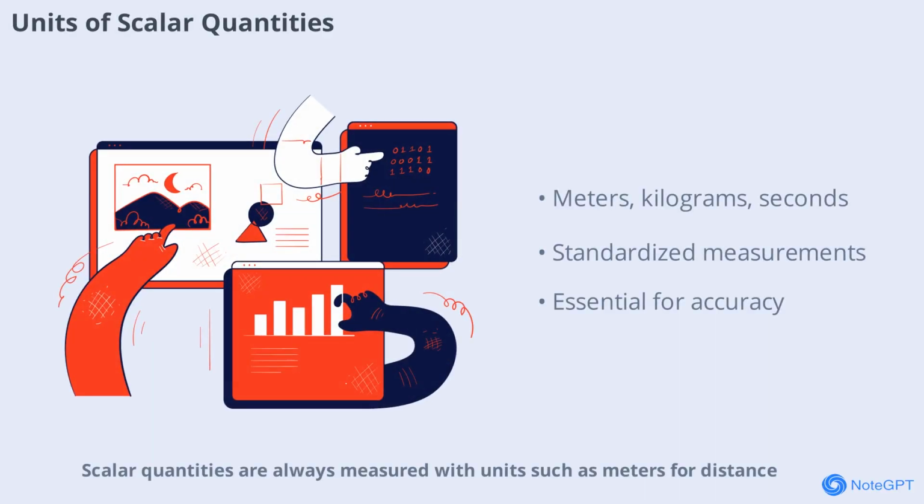Scalar quantities are always measured with units such as meters for distance, kilograms for mass, or seconds for time. These units help standardize measurements and make it easier to communicate results. Using the correct units is essential for clarity and accuracy in science and engineering.